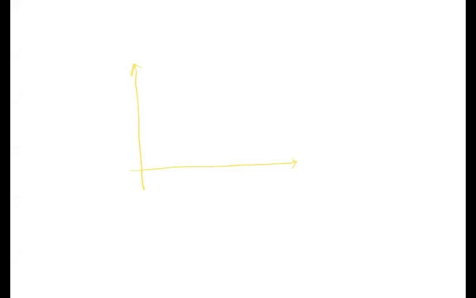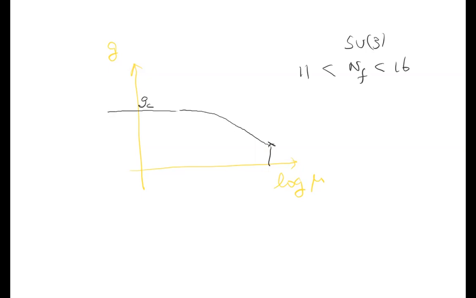This is the coupling. And if you are in this regime of N_F less than, let's say, 16, but somewhere above 11 or so in SU(3), this is the behavior you expect. If you start with some value of the coupling constant at high energy, because the beta function is negative, it starts to grow, but then it plateaus. It never blows up. And this is the critical infrared fixed point coupling, g star.